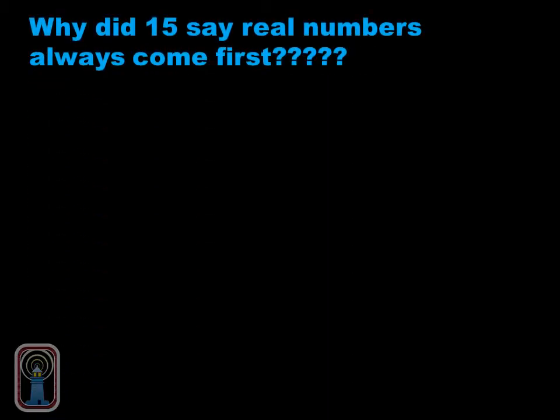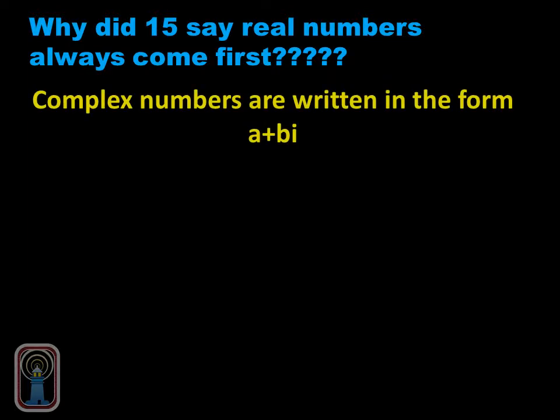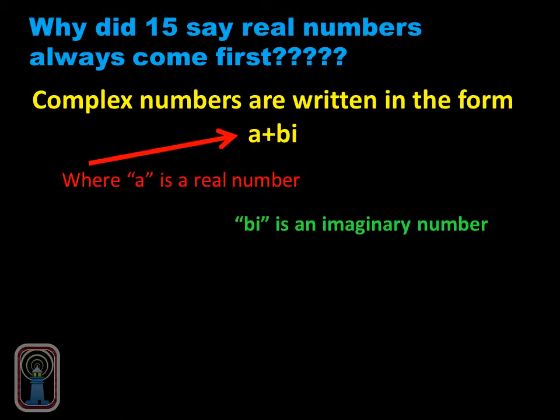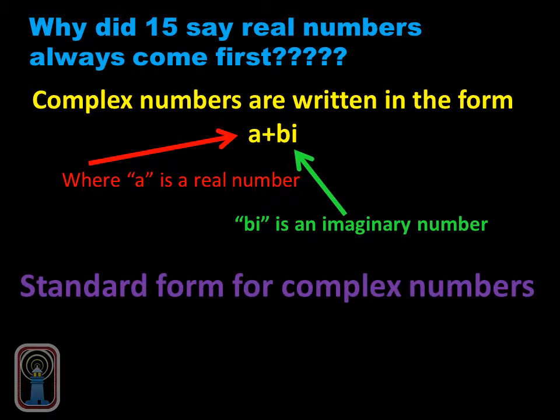Now why did 15 say real numbers always come first? Complex numbers are written in the form a plus bi, where a is a real number and bi is an imaginary number. This is considered standard form for complex numbers.